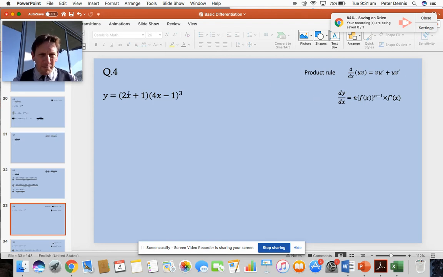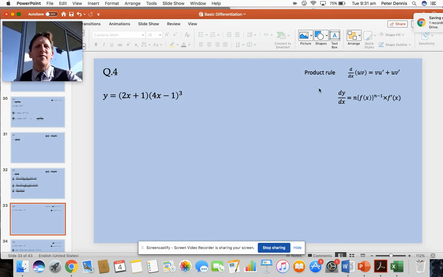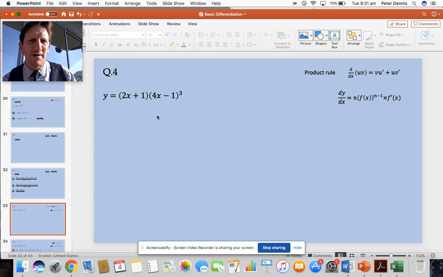Excellent. But what I've also got here is this function of x is to the power of 3. So I've got a chain rule inside a product rule. This is what I was talking about before. You've got this, it's a product rule, but there is a chain rule inside this product rule. So it's exactly the same.